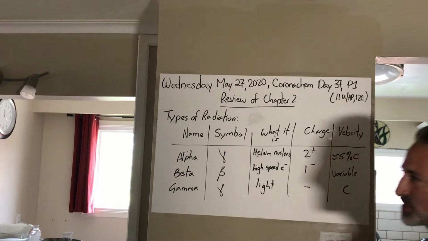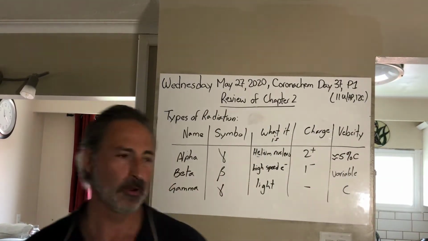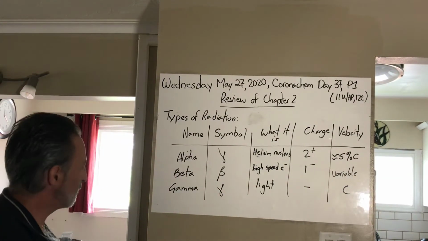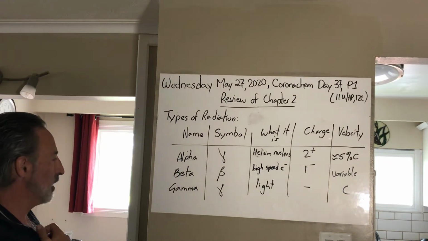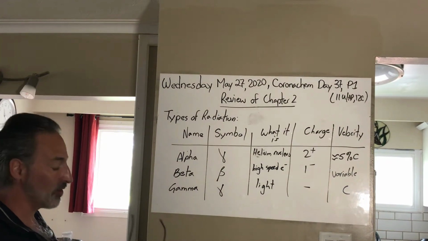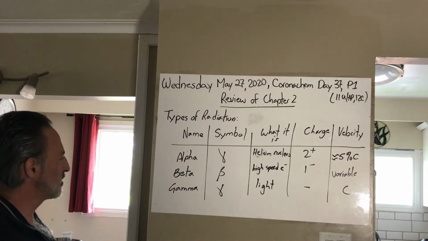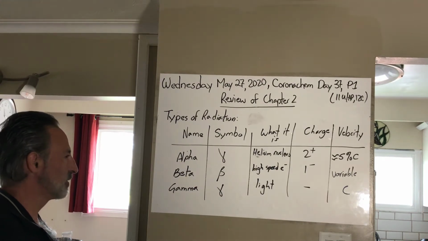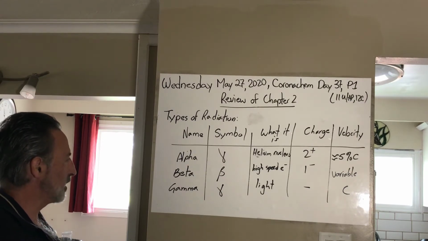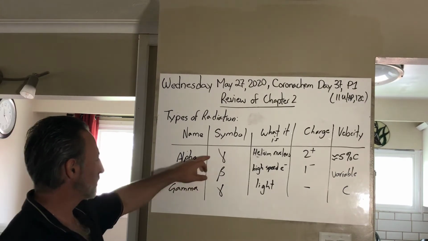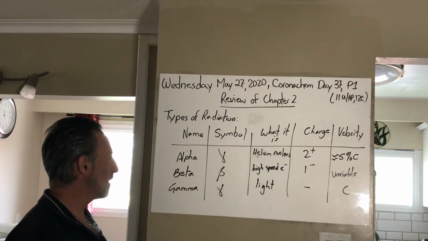Today we're reviewing some of the content in chapter 2. The first lesson is about the types of radiation mentioned in the textbook. There are other types, but these are the three most important ones: alpha, beta, and gamma radiation. I showed you the symbol of each one. They're Greek letters: alpha, beta, gamma.